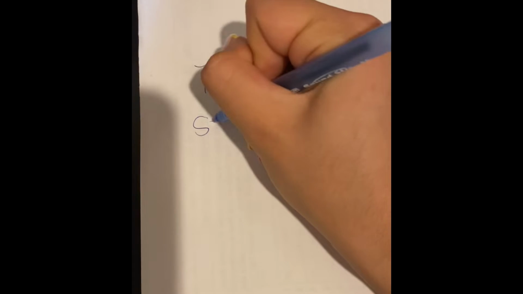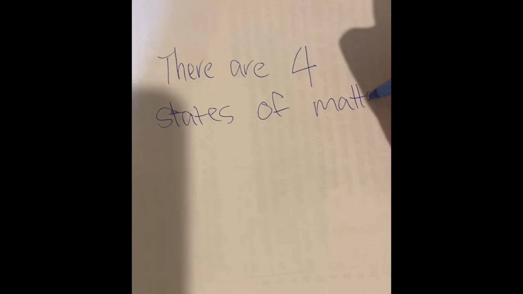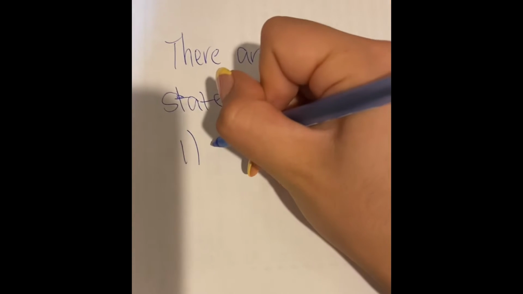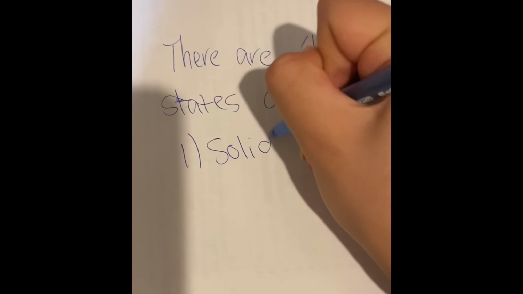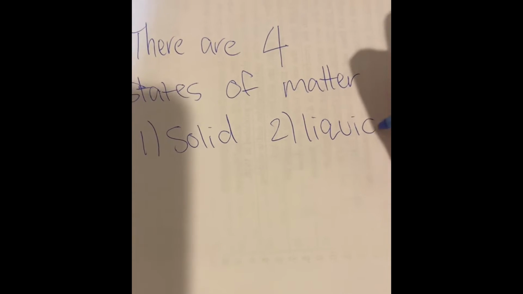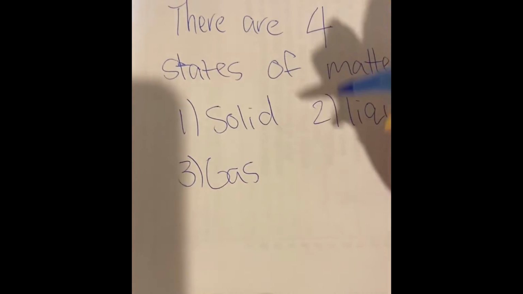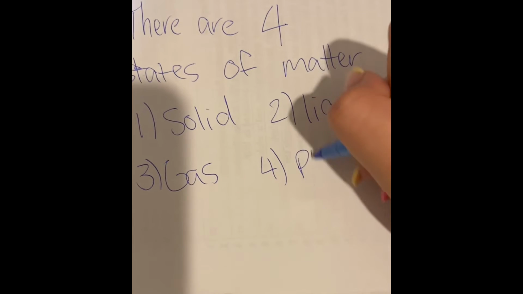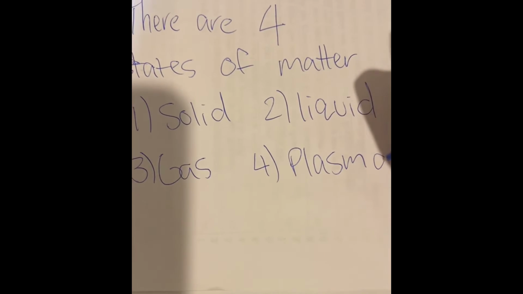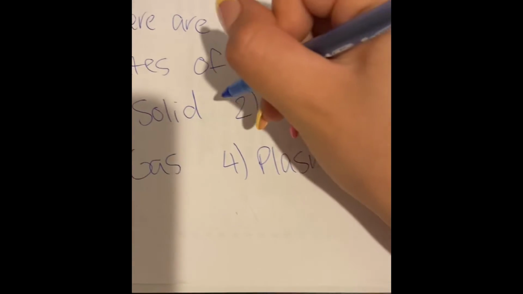There are 4 states of matter. We typically only think of 3. Number 1, solid. Number 2 is a liquid. Number 3 is a gas. But there is also plasma. Right now, we're only going to talk about those 3.